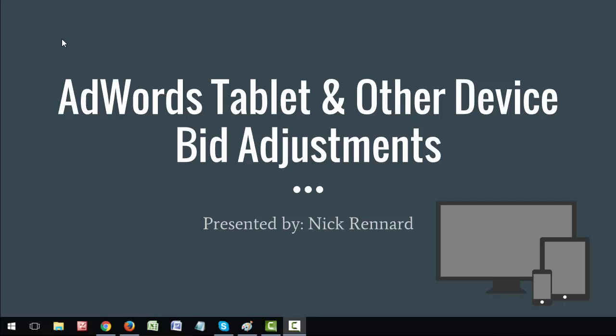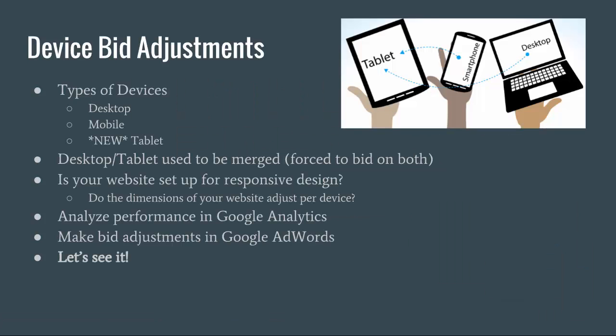Today we are going to be talking about AdWords tablet and other device bid adjustments in, mainly Google AdWords, but we're going to be doing a little bit of Google Analytics today for analyzing our data. So let's go ahead and get started.